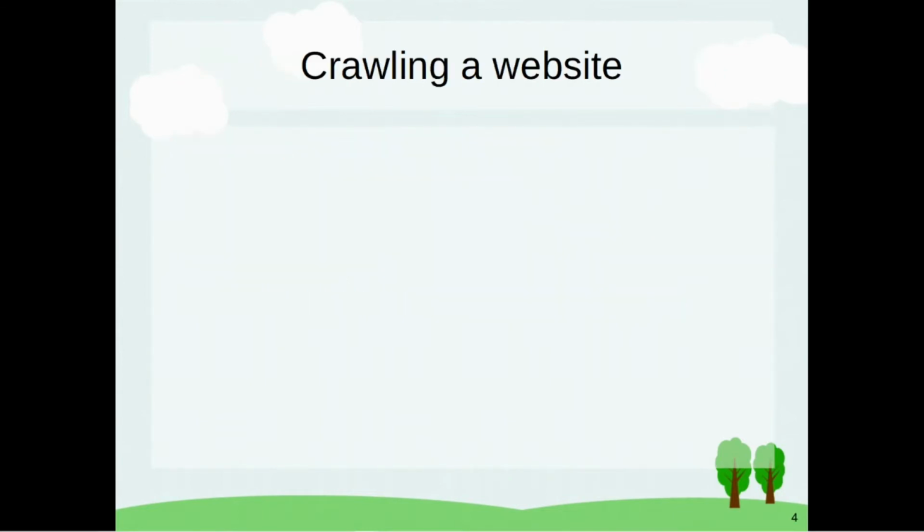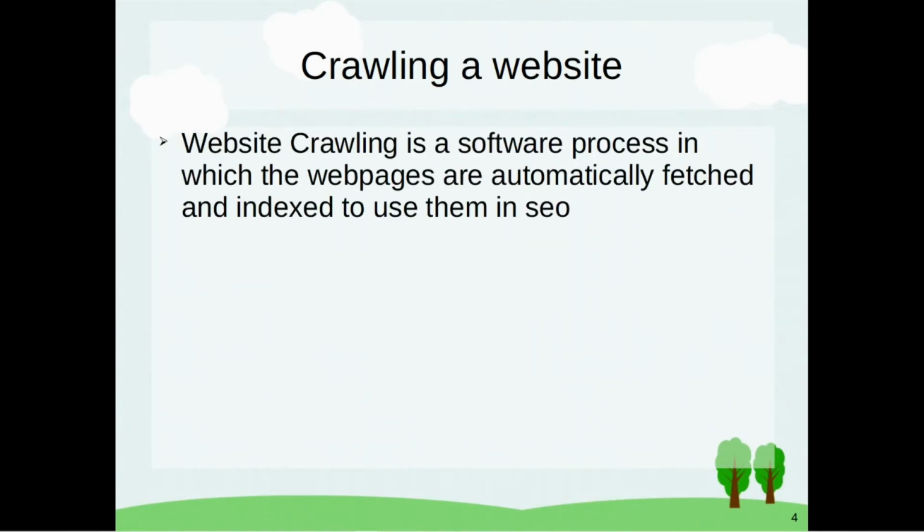After that, we will see what is the crawling of a website. So, crawling of a website basically is a process in which the websites are fetched or are submitted to the particular search engine you are going to use. The definition is website crawling is a software process in which the web pages are automatically fetched and indexed to use them in SEO.